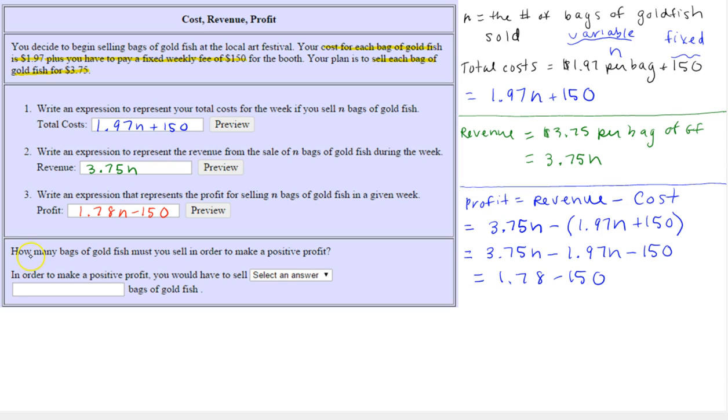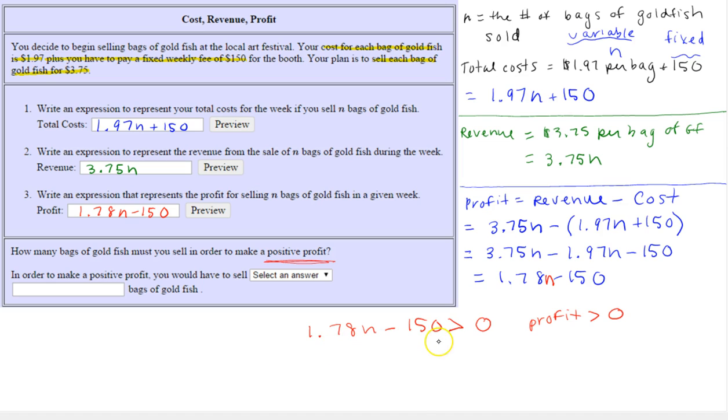Now let's look at the next part. How many bags of goldfish must you sell in order to make a positive profit? And then it says in order to make a positive profit, you need to sell blank bags of goldfish. Okay. So we would want a positive profit. Oops, I just saw there was supposed to be an n there. 1.78n minus 150. This is our profit expression. We would want this to be greater than 0. So we want profit to be positive, which means you make more than $0.